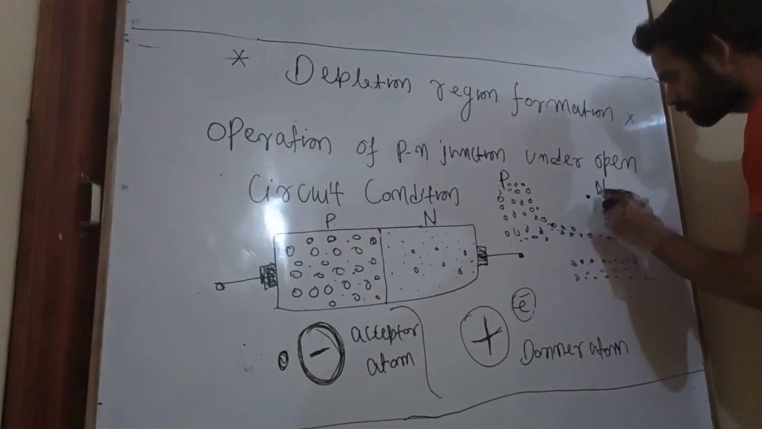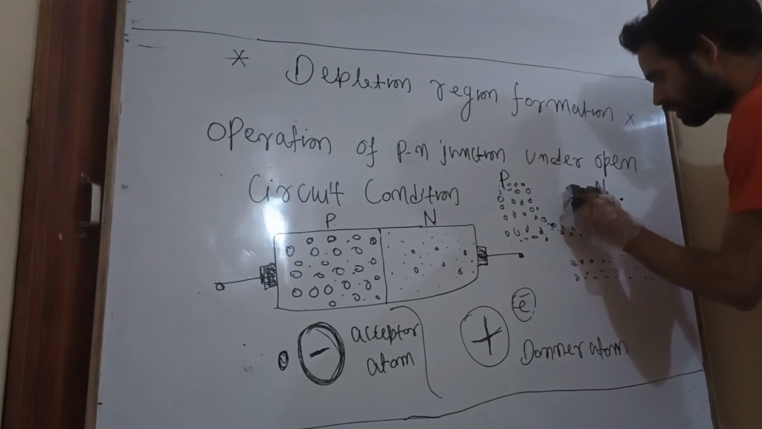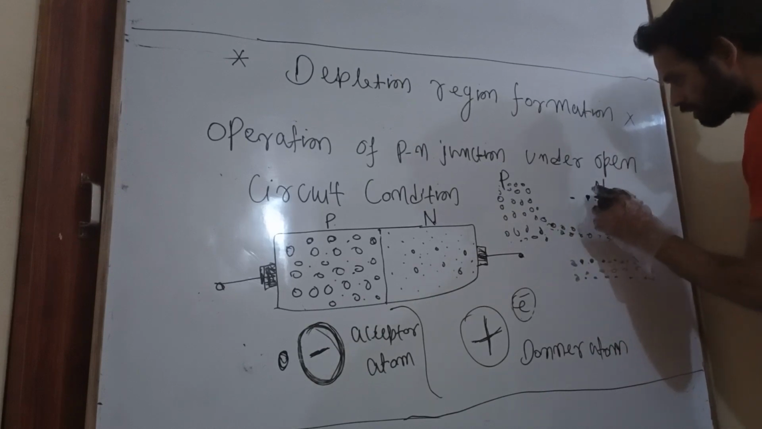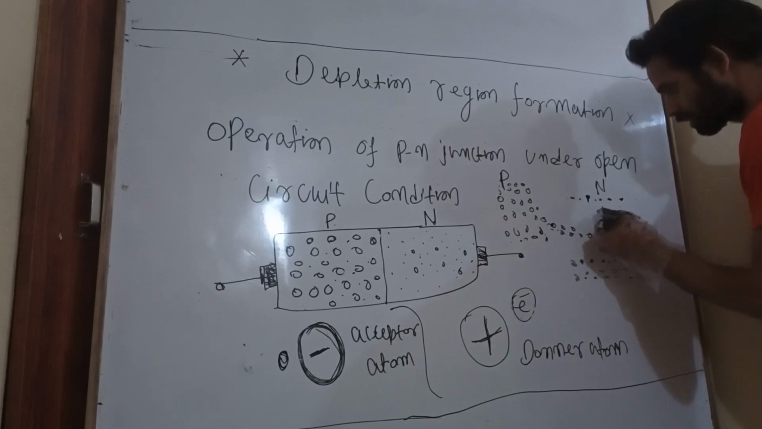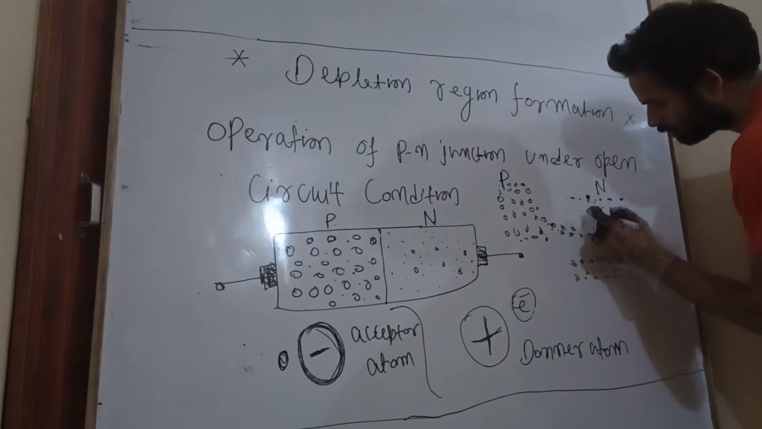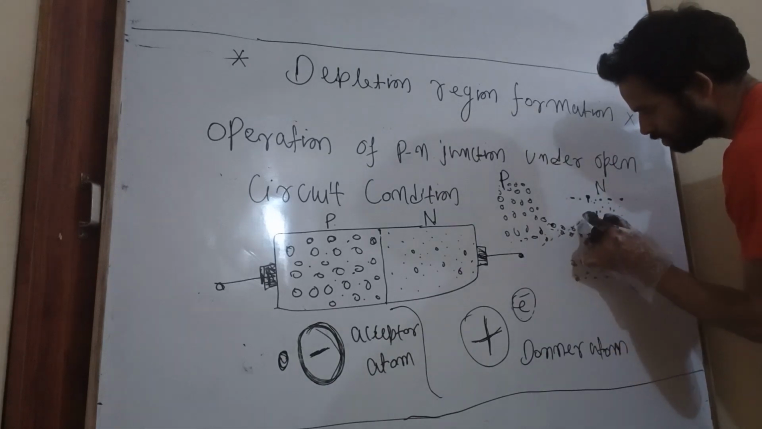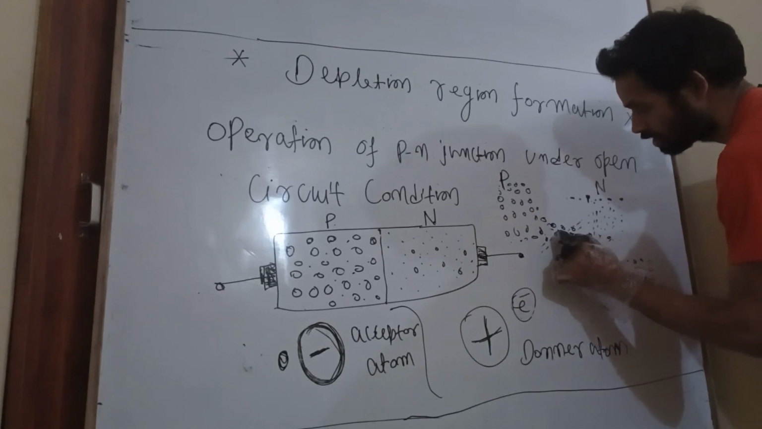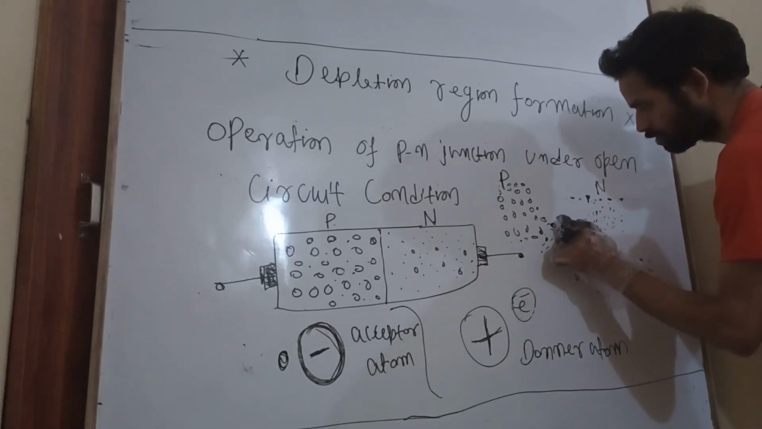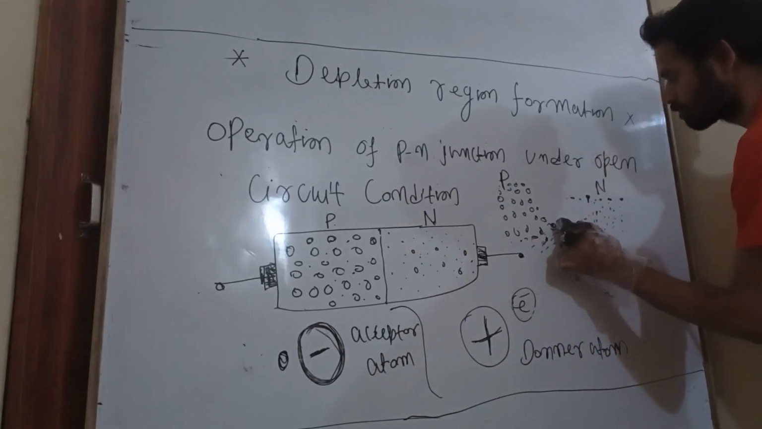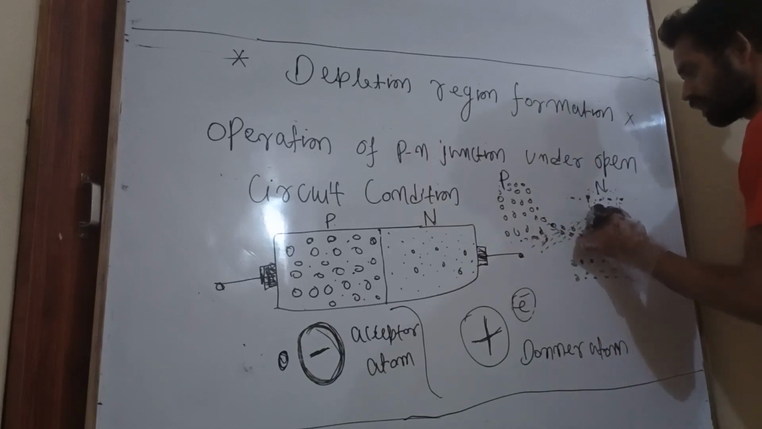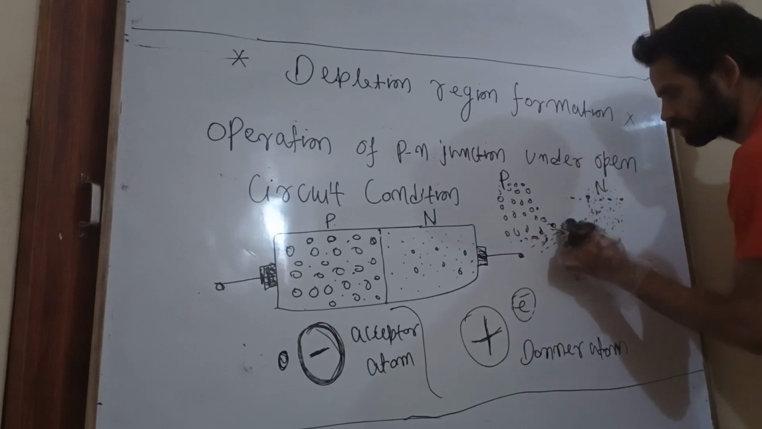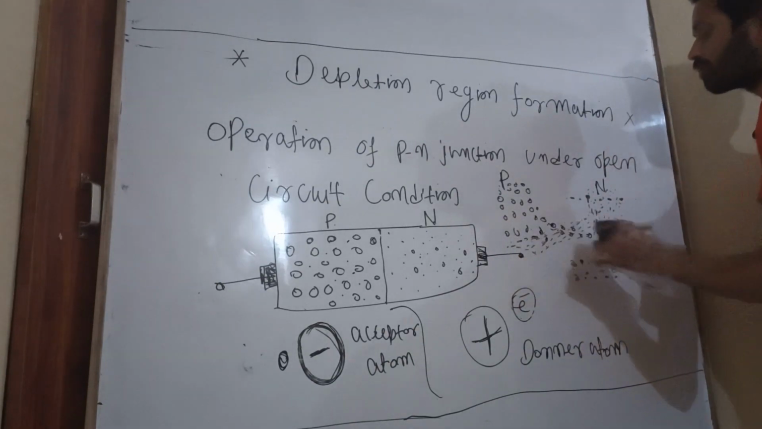Similarly for electrons. Here the majority charge carrier on the n side is the electron. If you see, on the n side the electron concentration is higher, and this electron concentration is slowly decreasing toward the P region. Here the electron concentration is high, and on the P side it is low.